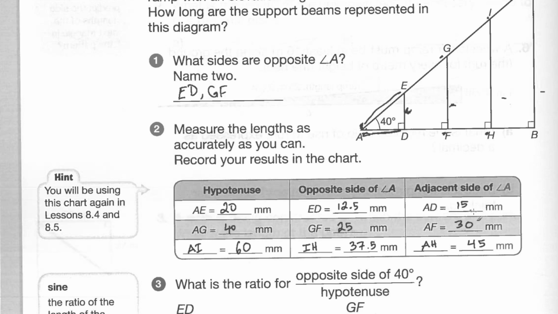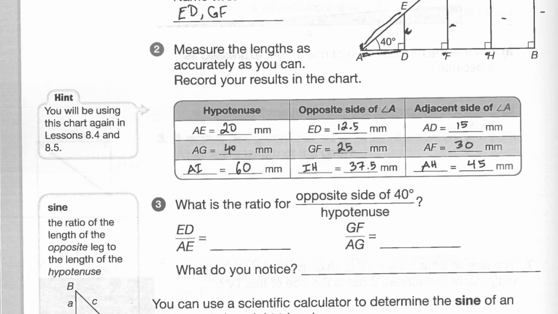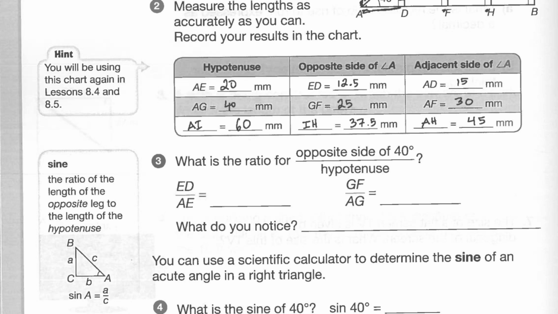Number 3 says, what is the ratio for the opposite side of 40 degrees divided by the hypotenuse? So we have a few ratios set up here. ED divided by AE, so ED is 12.5 millimeters, AE is 20. And when I put that in my calculator, I get the answer of 0.625. GF is 25 millimeters, and AG is 40 millimeters. When I put it in my calculator, I get once again 0.625.